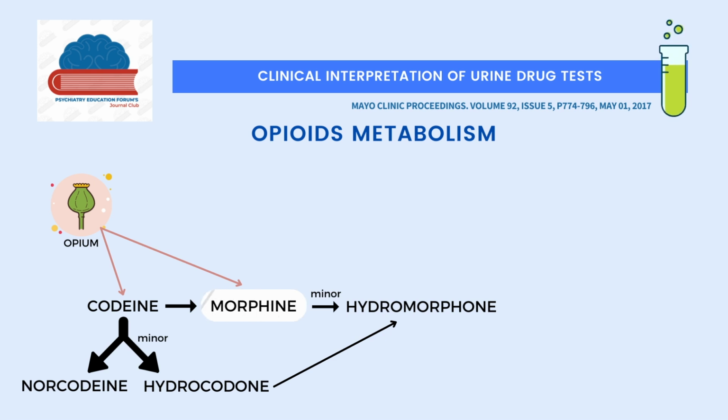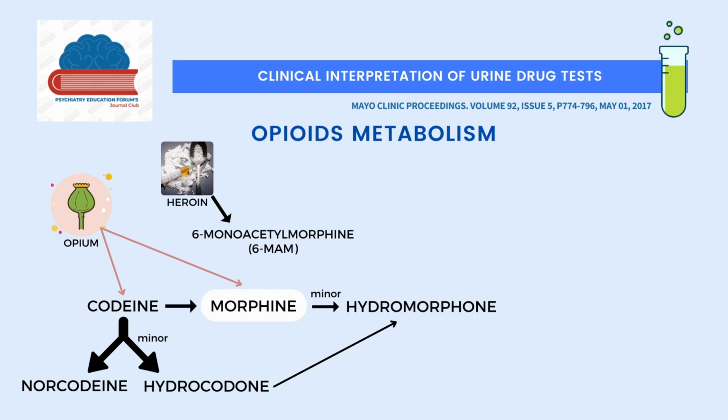But heroin, which is one of the commonly used drug forms, gets converted into 6-MAM, which is monoacetyl morphine, which in turn gets converted into morphine. You see how the pathways are going to morphine? That's why I have made that white circle around that. Heroin goes through that. Opium, codeine goes through that.